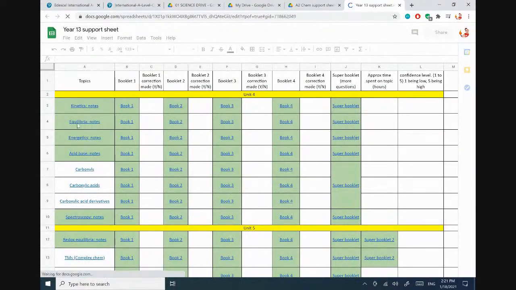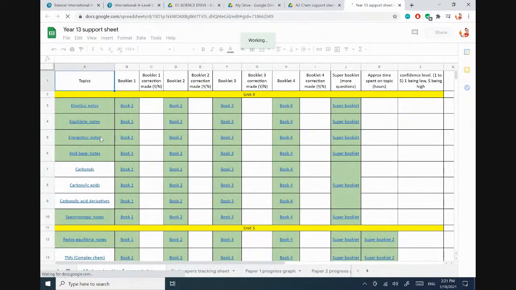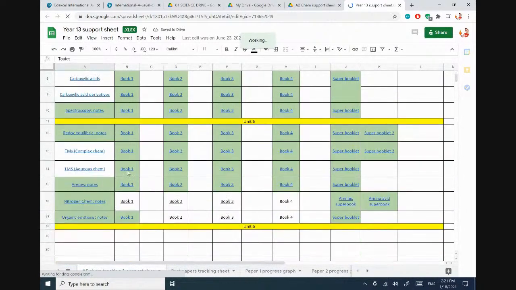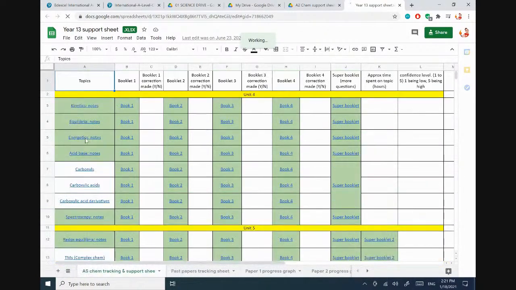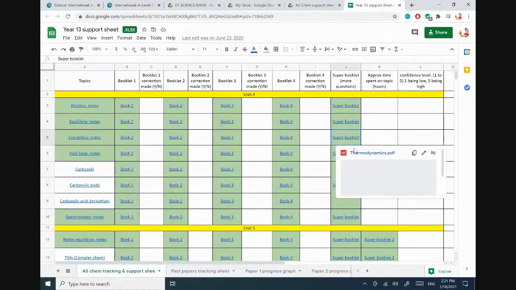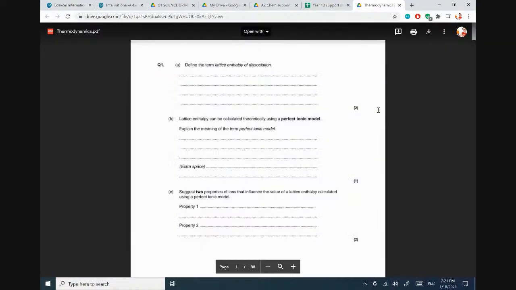Right, there we go. So let's go to topic: energetics. I should call that thermodynamics, really, by the way, guys. I should change that. And let's go to the super booklet. It's going to be easier for me to find a solution while on the super booklet. Super booklets are awesome, by the way. I've got two of these for each topic.